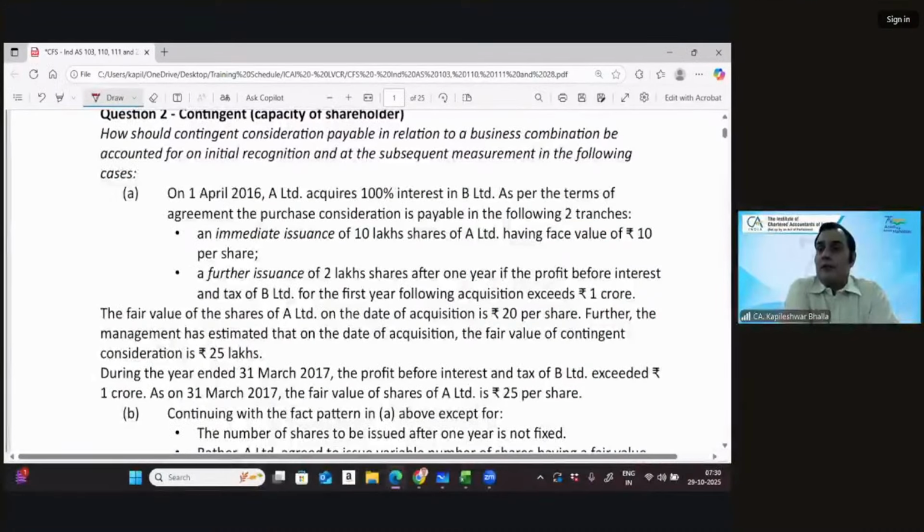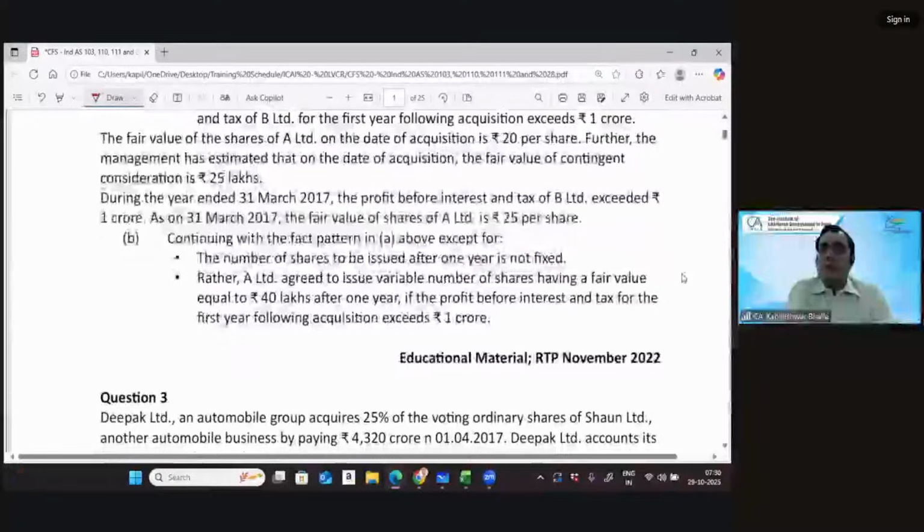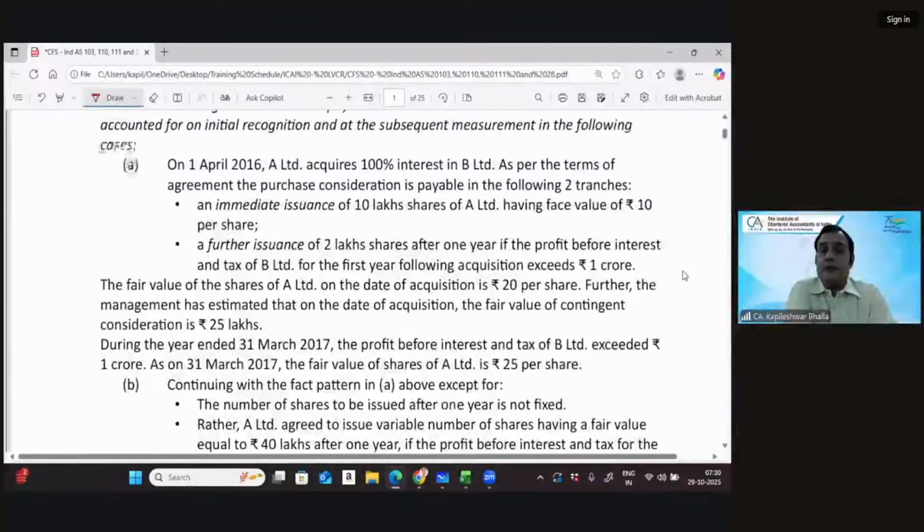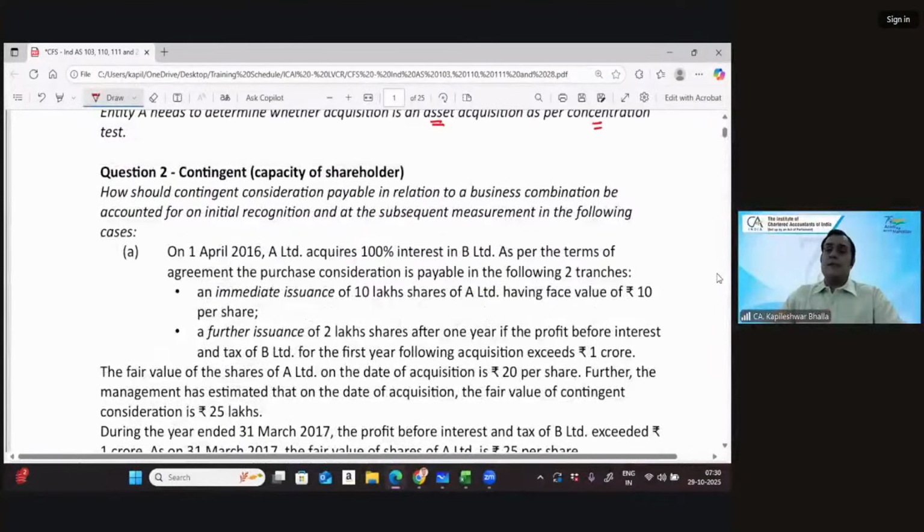So let's have a look now at question number 2. This question number 2 is from the education material. It also came in the RTP in November 22 as well. Let's read the inputs given in the question.